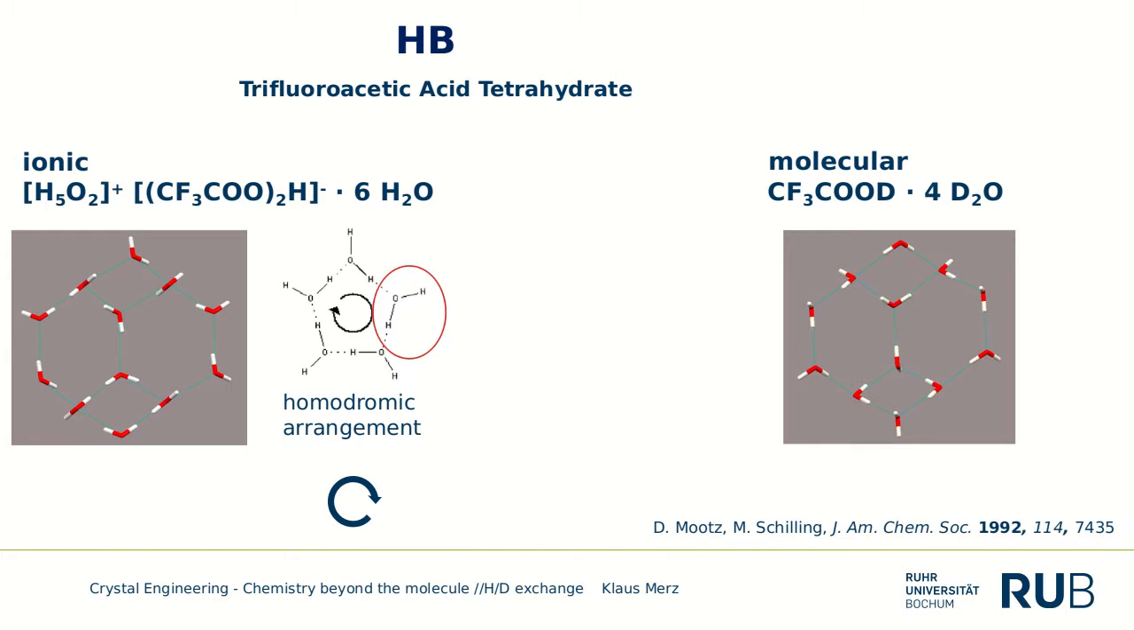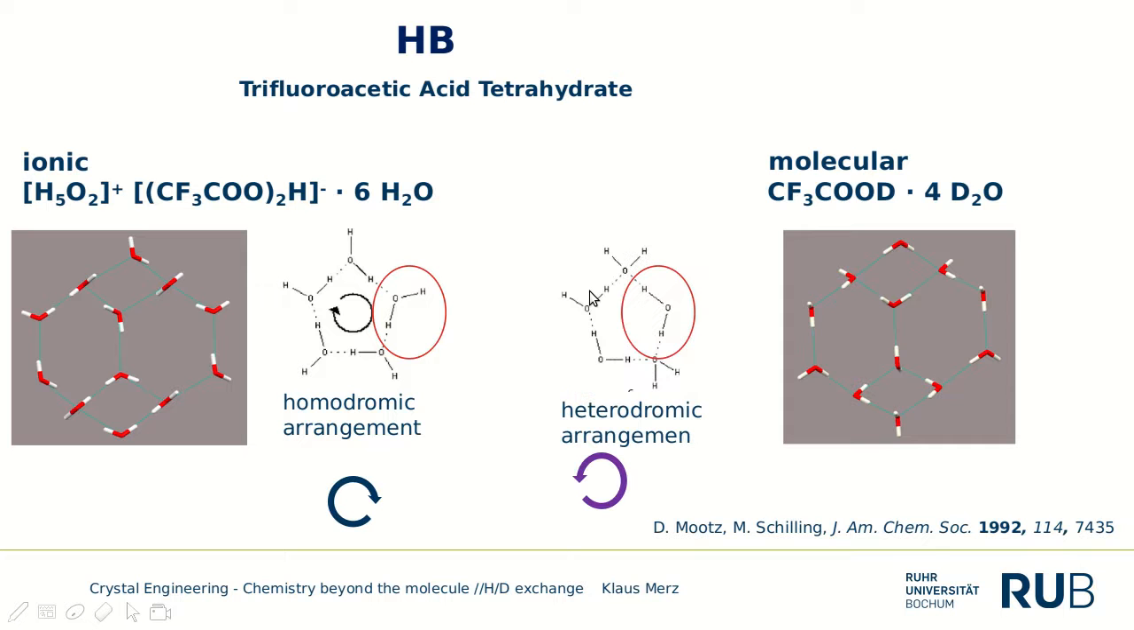If we have such a ring system, a molecular aggregation of water, this is called a homodromic arrangement. Always one proton of each water molecule is involved in the ring: this one, this one, this one, this one. And if two hydrogens, two protons, of one water are involved in the ring, it's called a heterodromic arrangement.